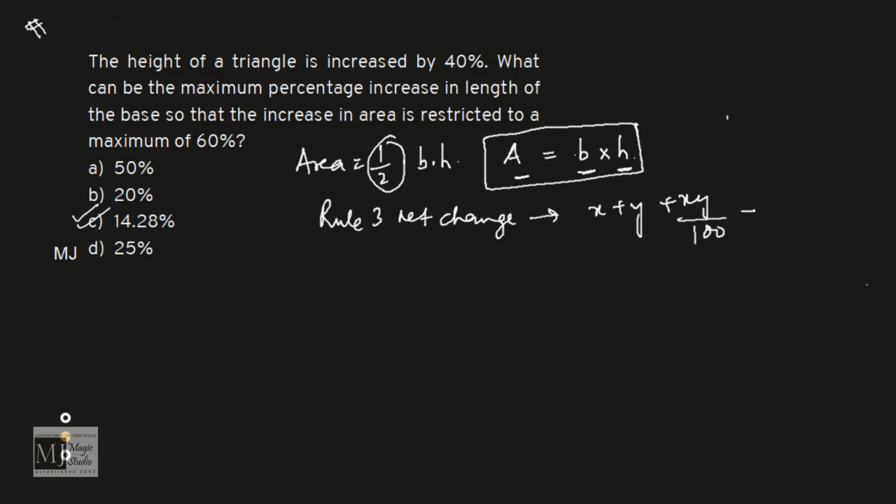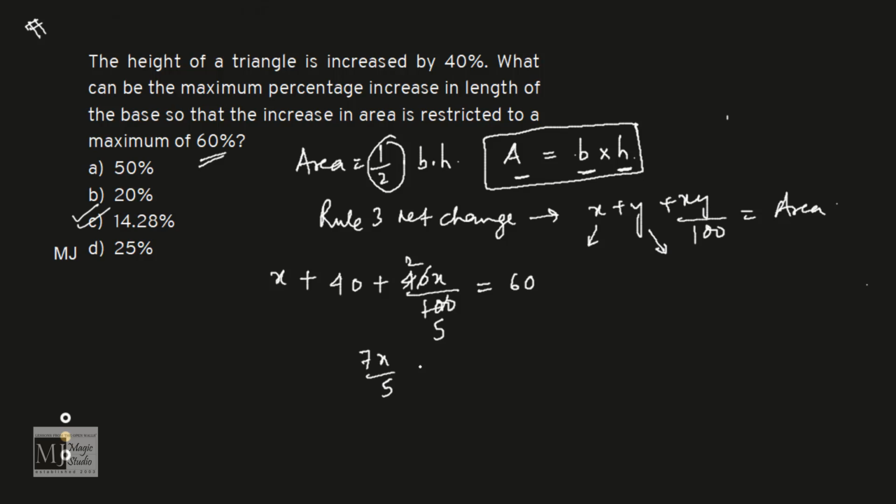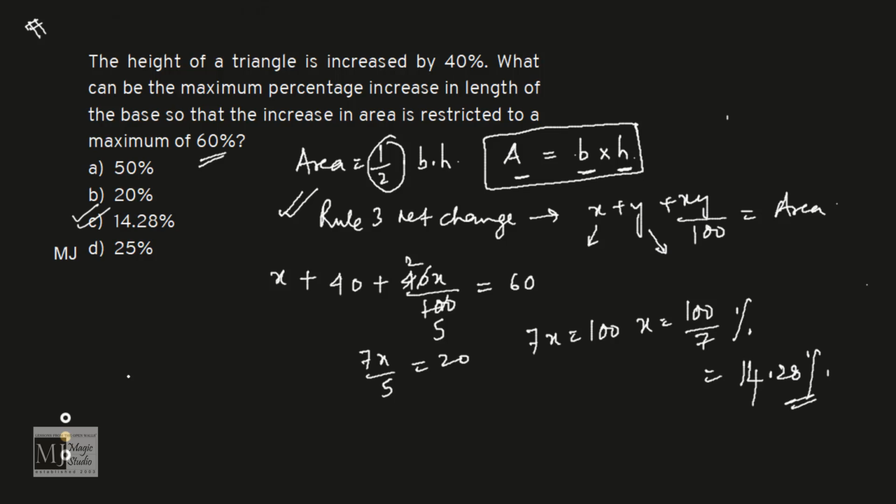For two objects, x plus y plus xy by 100 will give us final change in area, where maybe x is base and y is height. So let's take percentage change in base to be x, and percentage change in height is 40%. x plus 40 plus 40x by 100 is equals to maximum of 60. x plus 2x by 5 is 7x by 5 equals 60 minus 40, that is 20. 7x is 100. x equals to 100 by 7 in percentages, that is 14.28%. Use net changing rule straight away, directly you will have answer in 5 seconds.